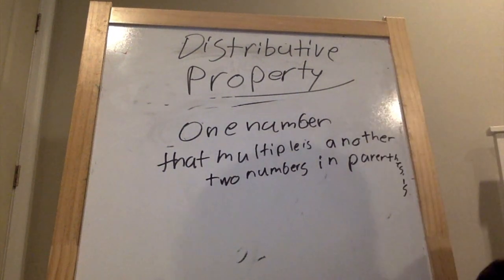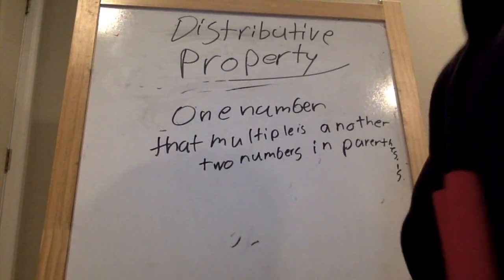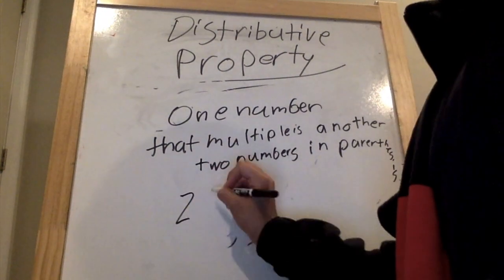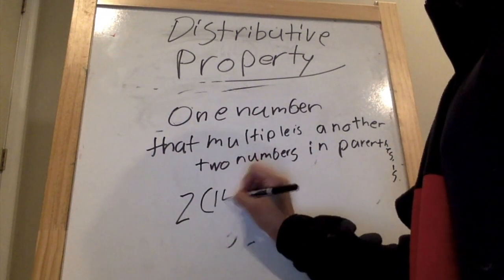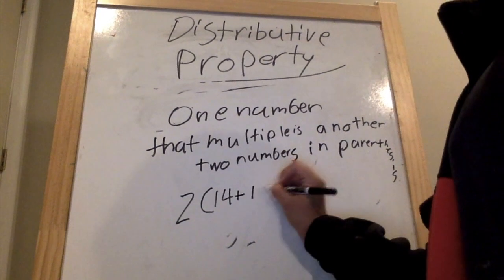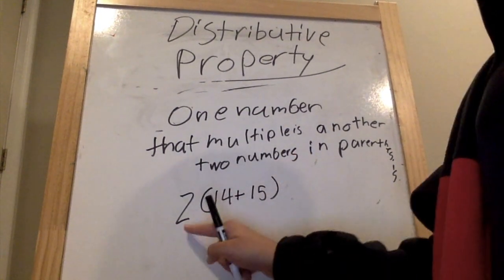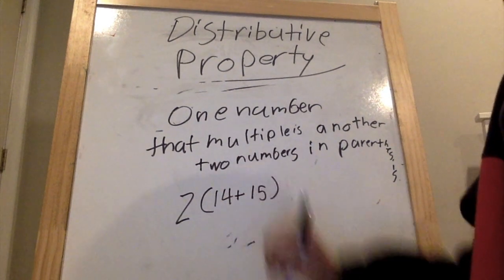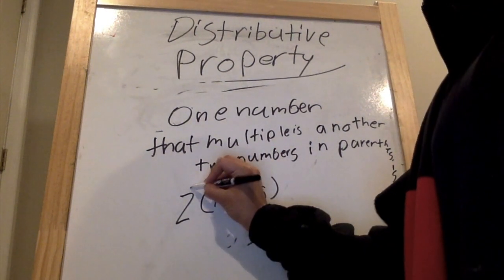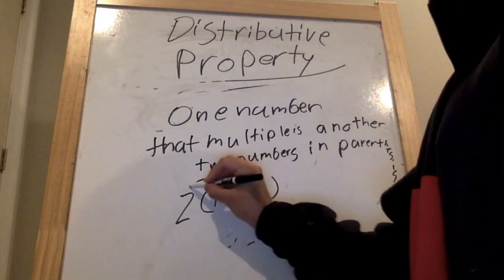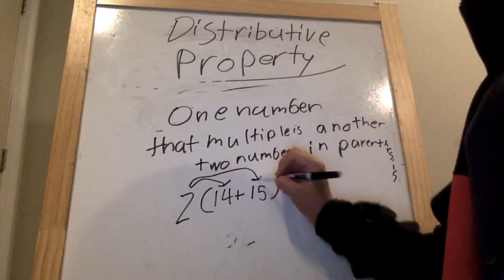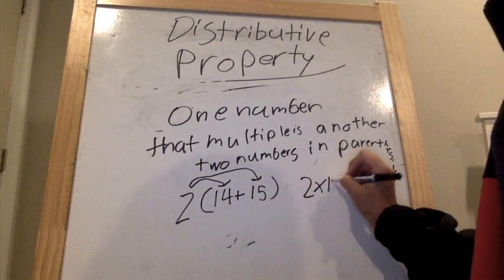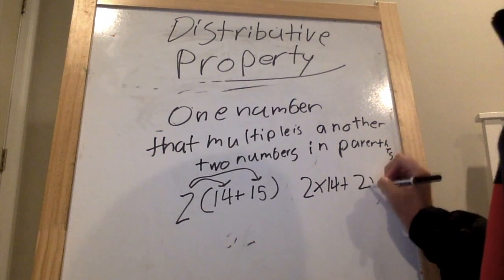So let me provide an example. Let's say 2 times the quantity 14 plus 15. One number is multiplying the 14 and the 15 in the parentheses. This 2 is being distributed to 14 and is being distributed to 15. Whenever you think of this number multiplying this number: 2 times 14 plus 2 times 15.